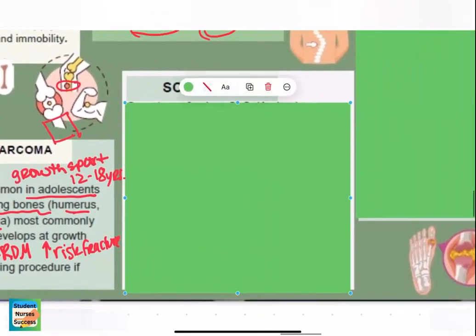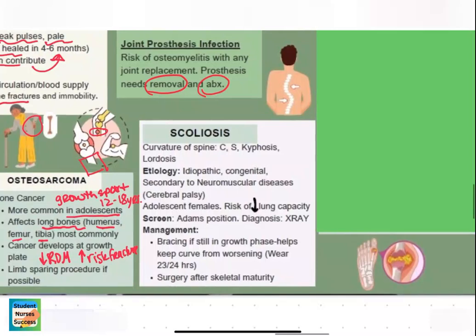Let's move over and we'll do some scoliosis here. For scoliosis, it's a curvature of the spine. You can have a C curve and S curve. This one right here is an S curve. A kyphosis, which is kind of more bent over, kind of like our lady over here with the dowager's hump. And you can also have a lordosis where you're kind of a sway back.